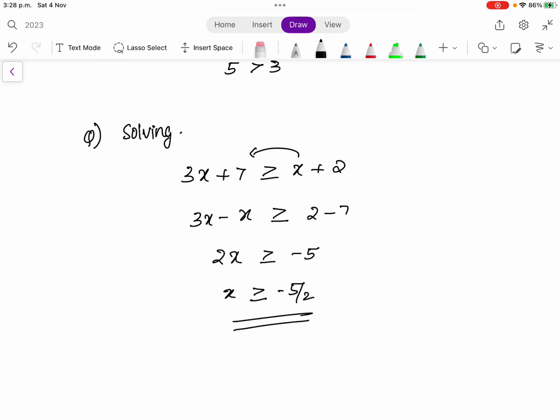Now you can graph this also on a number line. I'll cover that in a different video, but here we are just going to learn how to solve an inequality.